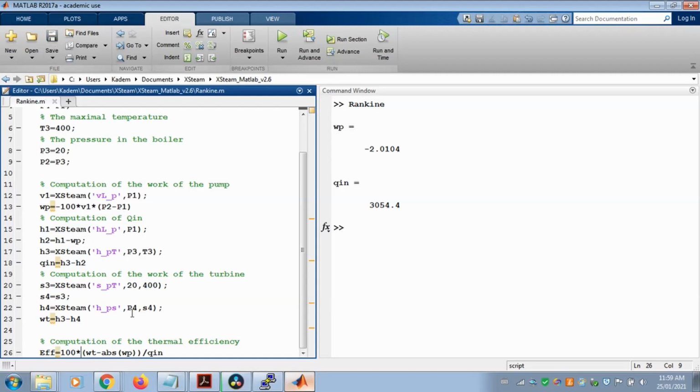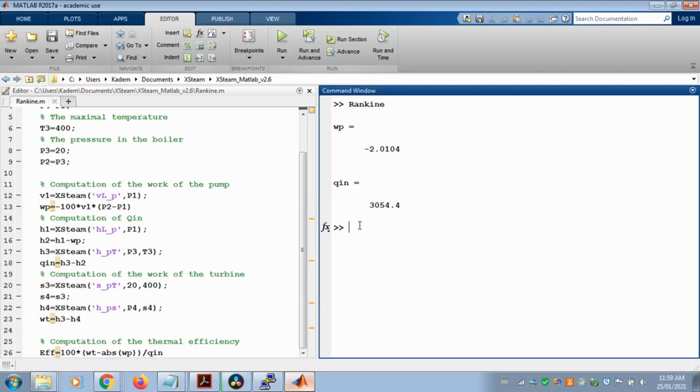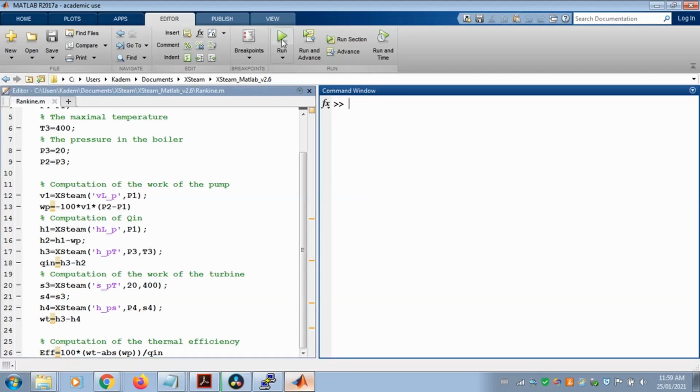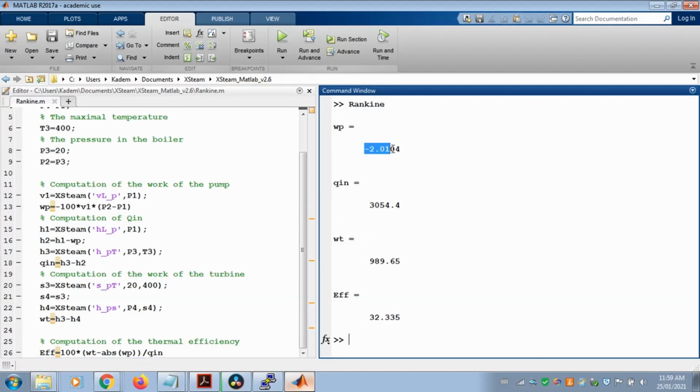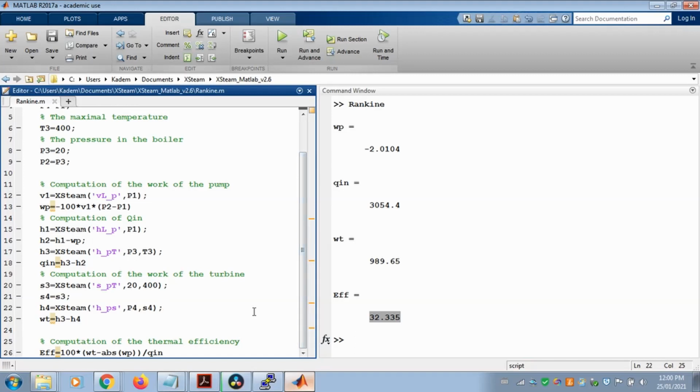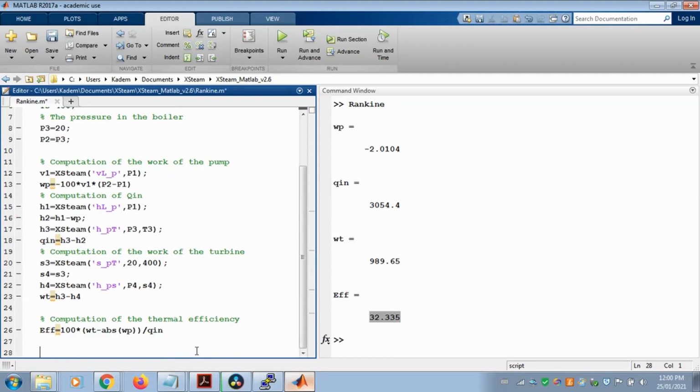So we have everything here. We'll just erase this. And let's go. And you see we have everything we need. The work of the pump minus 2 kilojoules per kilogram, Q in 3054.4, work of the turbine 989.65 kilojoules per kilogram, and here is our thermal efficiency, okay? We said also that we are interested in checking what is the quality at the exit of the turbine, so let's add this line.